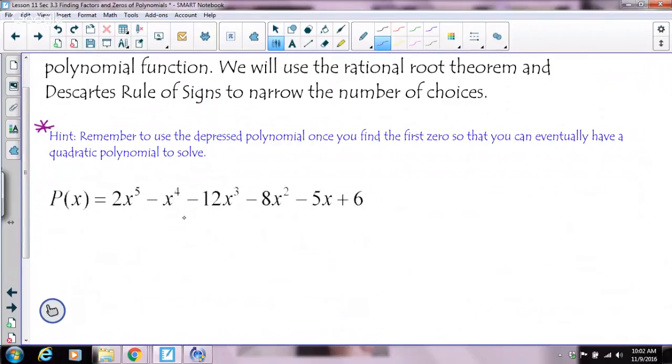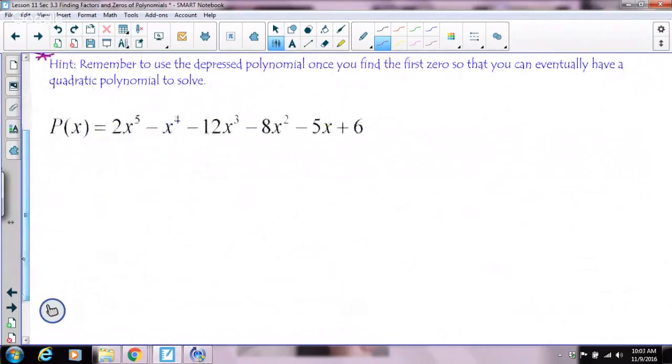Hint, and this is super important: remember to use the depressed polynomial once you find the first 0 so that you can eventually have a quadratic polynomial to solve. Depress means once you find the remainder of 0, you've depressed that polynomial. You've made it smaller, okay? Whereas expand means you made it bigger. So once you find a 0 that works, use that new polynomial. And then if you find another one that works, use that new one until you get it down to a quadratic, okay? All right, so we're going to first do Descartes' rule of signs to find the positive real zeros and negative real zeros.